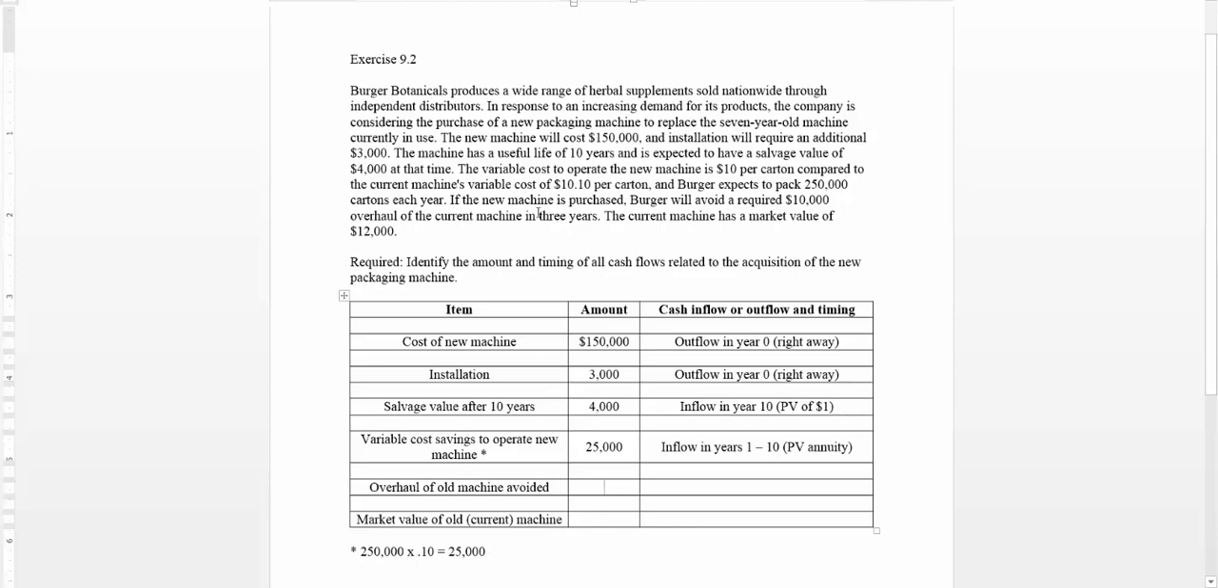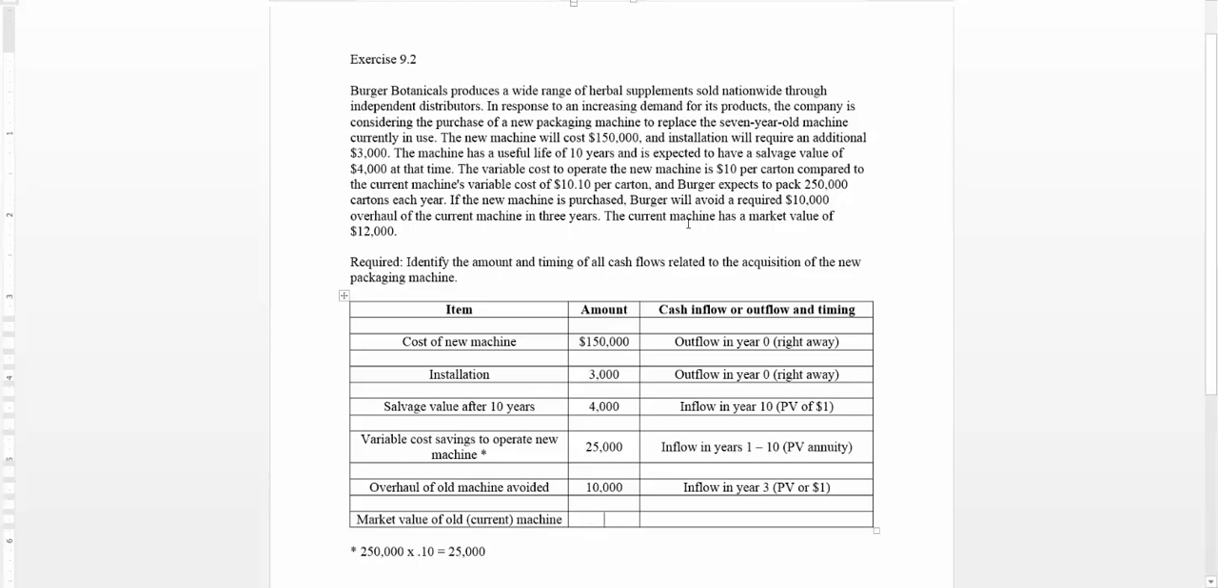All right. Next, if the new machine is purchased, Berger will avoid a required $10,000 overhaul of the current machine in 3 years. So this is a cost savings again. So that $10,000 will be considered an inflow and it will be in year 3. So that's going to require present value of a dollar again. One sum that's going to happen 3 years from now.